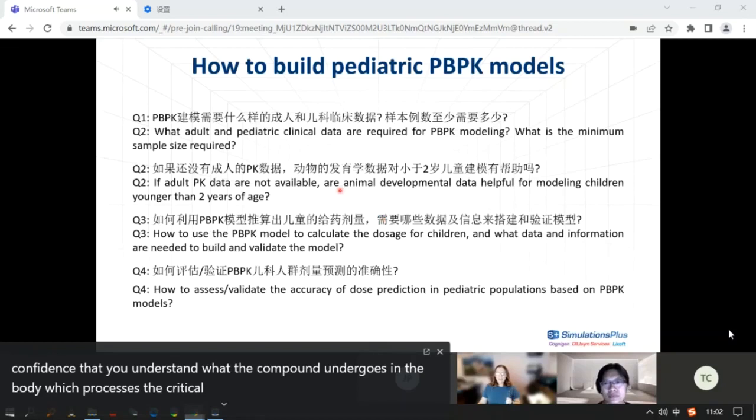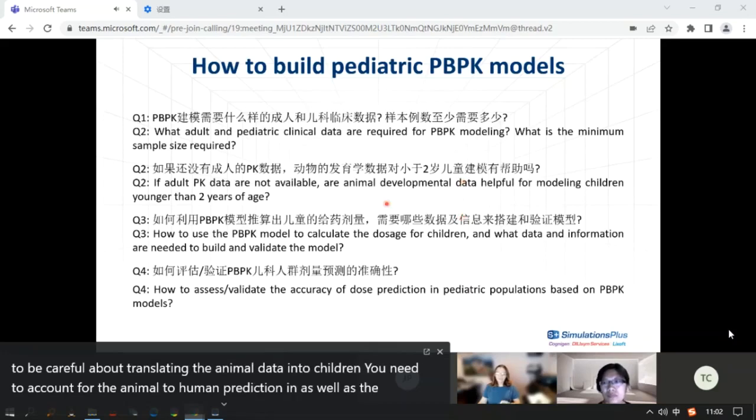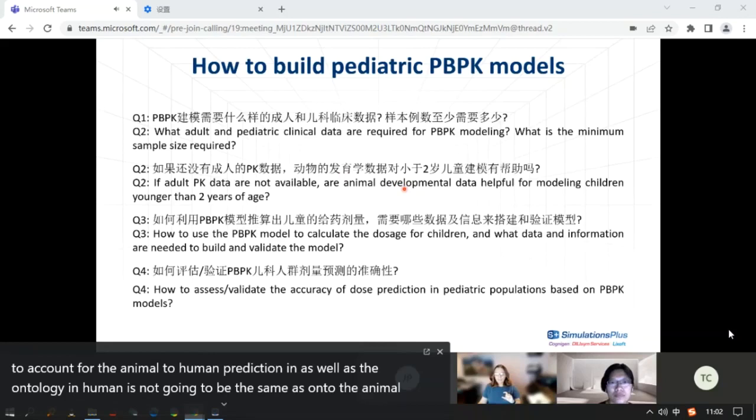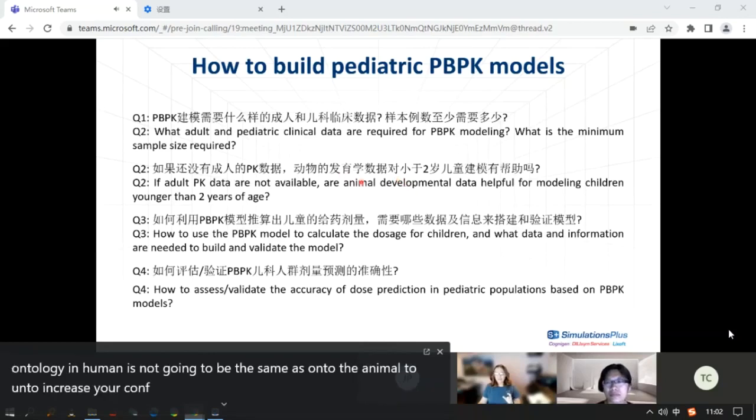But then you still need to be careful about translating the animal data into children. You need to account for the animal to human prediction, as well as the ontogeny in human is not going to be the same as ontogeny in the animal. So again, it could help you to increase your confidence that you understand the processes and the mechanisms, but for the translation into the children, make sure you are using the correct animal to human translation.